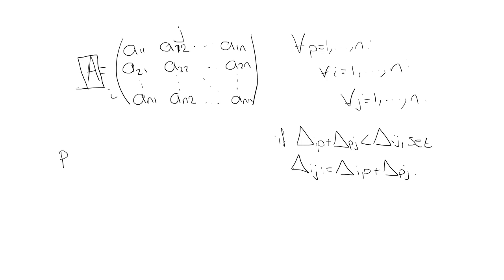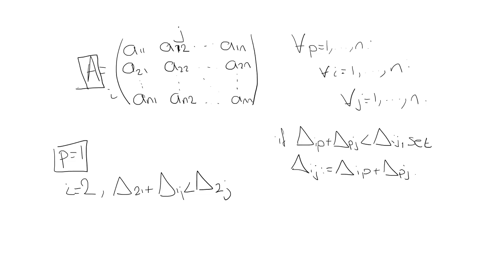So, at first, we consider P equal to 1. Now, for each of the rows I, we consider I not equal to P. So here we need I equal to 2 because P equals 1. We then consider for each of the columns J, the distance to 1, because I is 2, P is 1, plus 1 for the P, J. Consider whether this is indeed less than delta 2J.